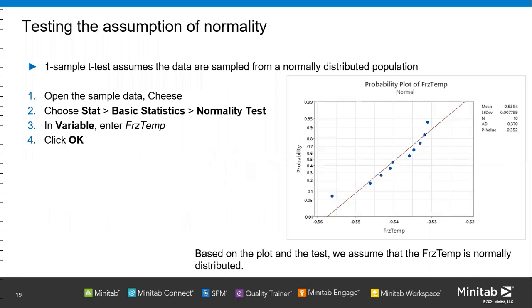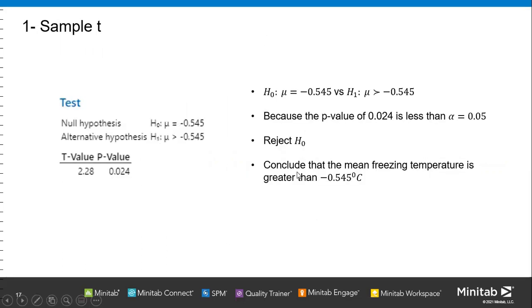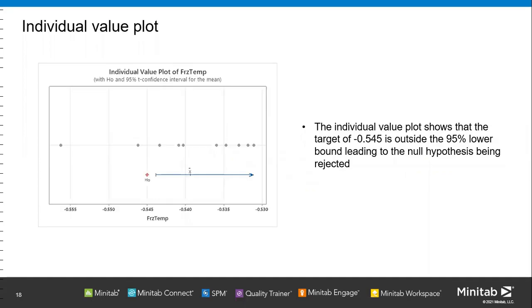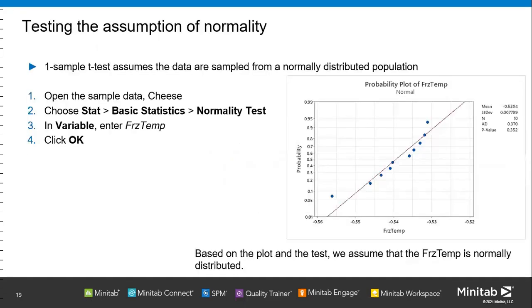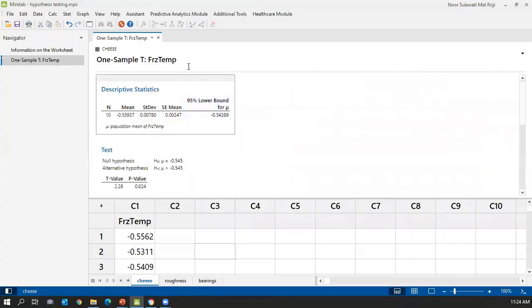Of course, after you get this one, you have a rejection and you conclude, then you want to verify again, what we call the assumption. You want to assume that the data is sampled from a normally distributed population. So we try this case: open back to Minitab. So where is the normality test?